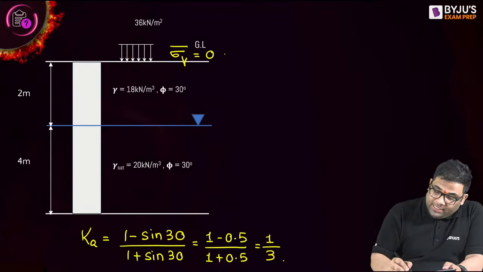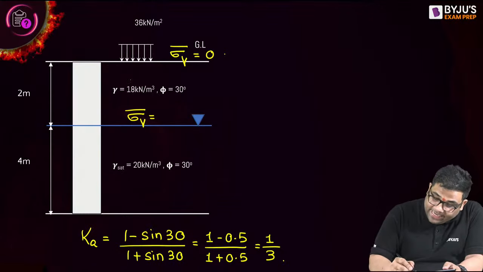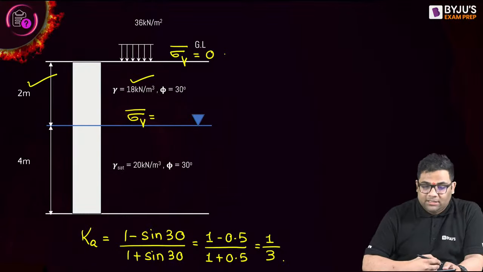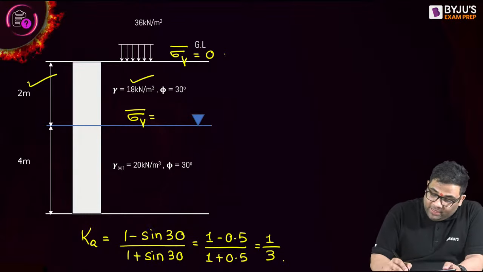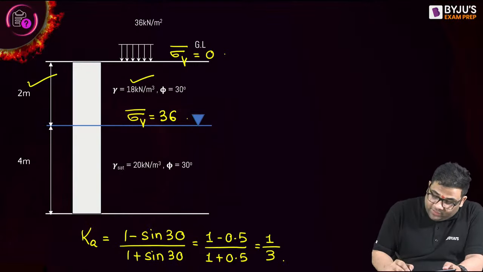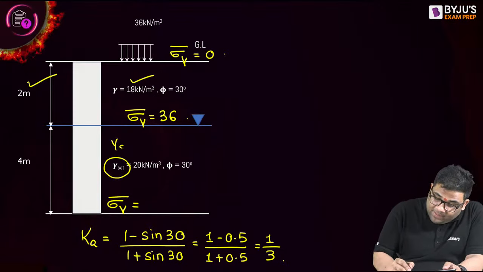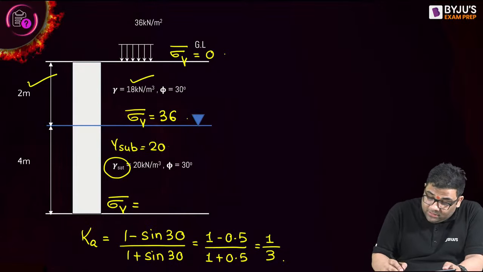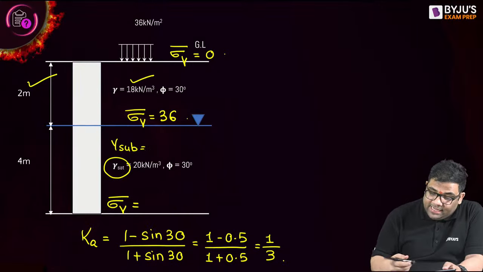Now, here at this level, the vertical stress will be simply what? 18 into 2, right? The depth is 2, gamma is 18. So 18 into 2 giving me 36. The vertical stress at this level is 36. Very good. Now, what is the vertical stress at the bottom most? Here it is gamma saturated. So gamma submerged will be 20 minus gamma W. Gamma W is given as 10. So 20 minus 10 is 10.